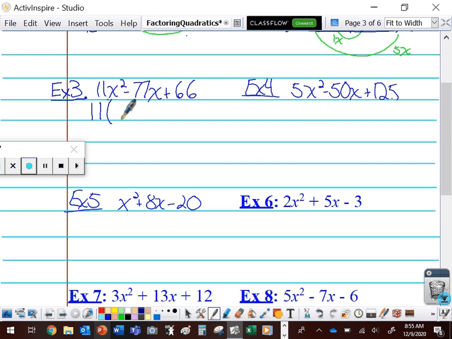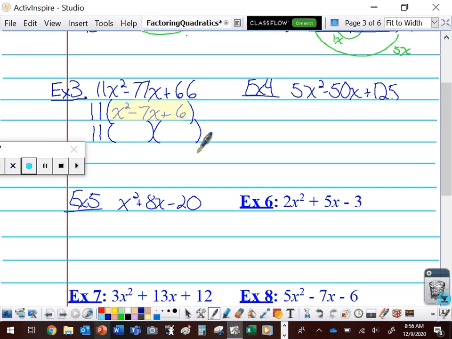11x squared divided by 11 is just x squared. 77x divided by 11 is minus 7x. Plus 66 divided by 11 is plus 6. So now, I'm going to focus on factoring just this piece. Okay, I'll leave the 11 out front, get 2 sets of parentheses, and factor as usual.